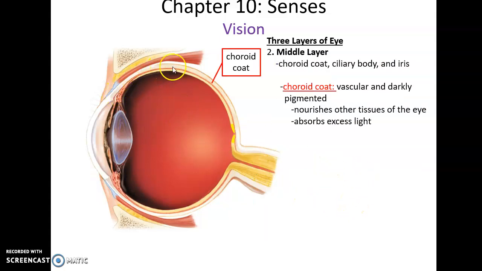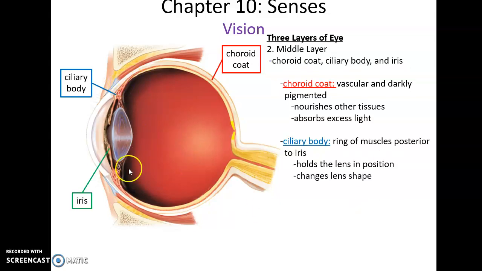All right, the middle layer is a thin layer called the choroid coat. It also is made up of the ciliary body and the iris, but most of it is made up of the choroid coat. Choroid coat is darkly pigmented, so it's dark in color, and it's very vascular, has a lot of blood vessels. Blood vessels are important for nourishing the tissues of the eye. And then that dark color of the choroid coat is important because it can absorb excess light that comes in the eye, so we don't have any feedback.